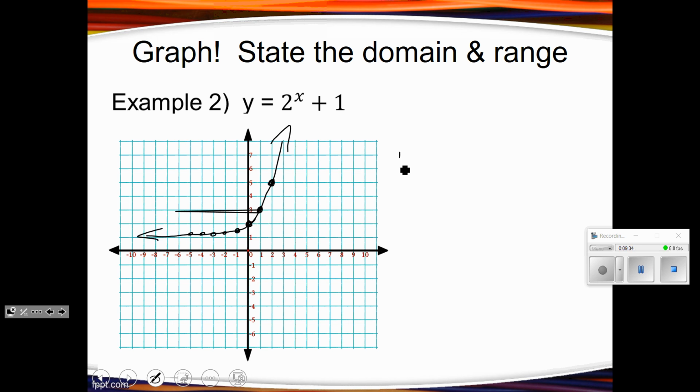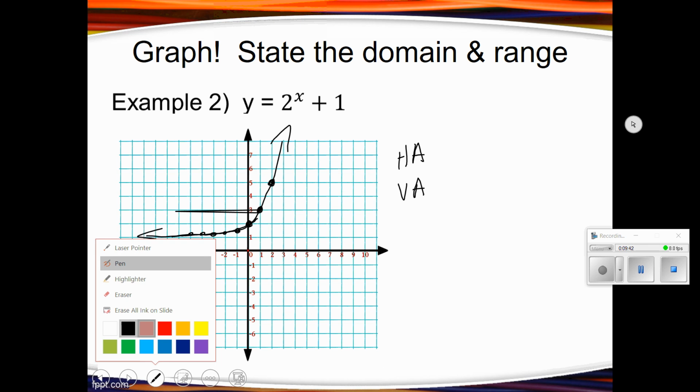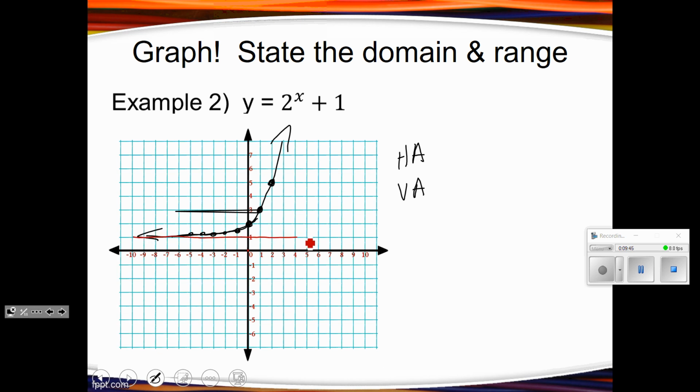Okay. So my question is, what number is it getting really, really close to? What number am I approaching right here? And we are approaching this line right here. So that is our horizontal asymptote. So that is at y equals 1. Okay, how about my vertical asymptote? I'm going to say none, because again, exponentials have horizontal asymptotes. Logarithmics, a log is a tree, and a tree goes up and down.